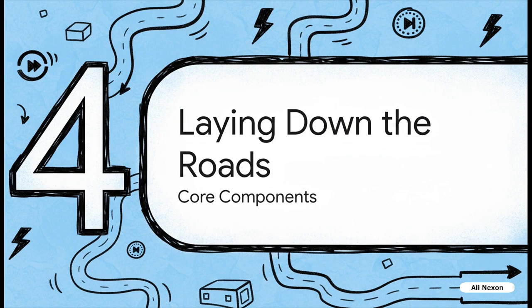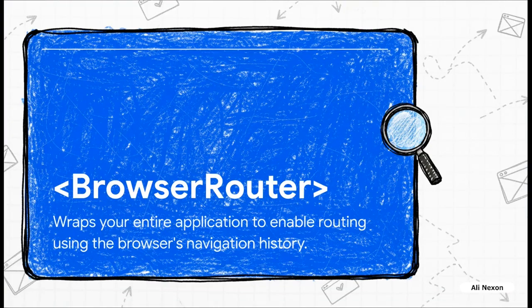All right, enough theory. Let's look at the actual building blocks. How do you actually tell React Router about all the different roads or paths that exist in your application? It really comes down to just a few key components. Everything, and I mean everything, starts with Browser Router.